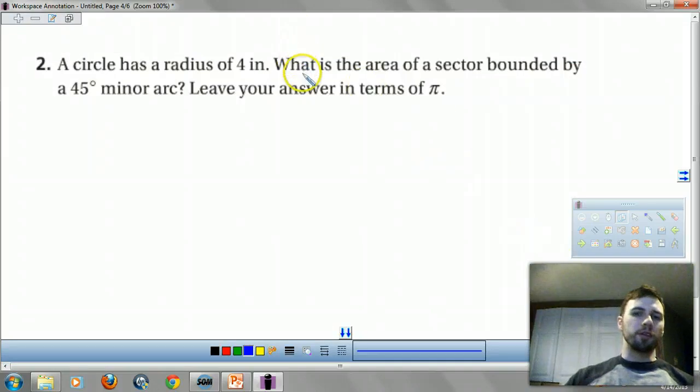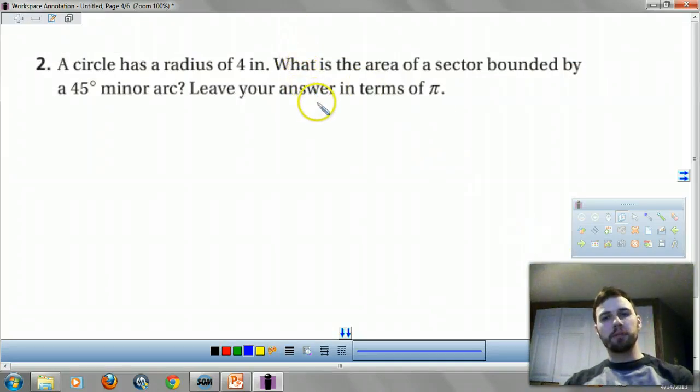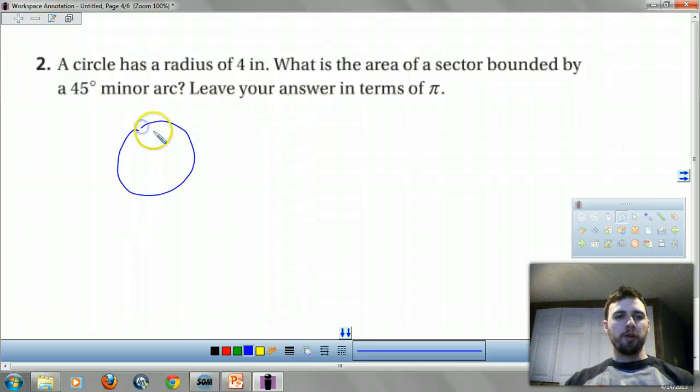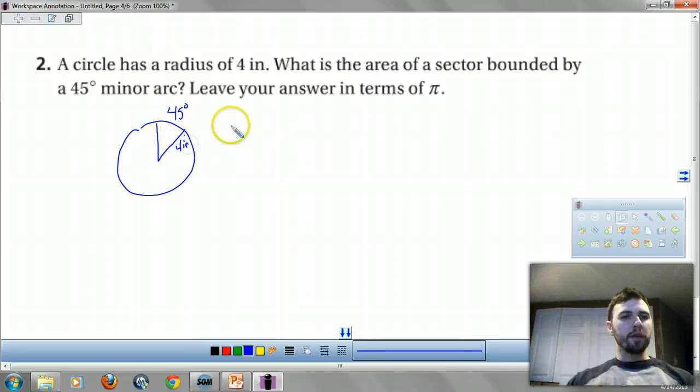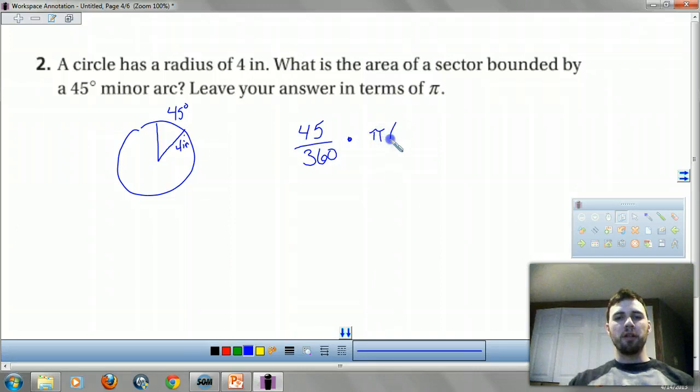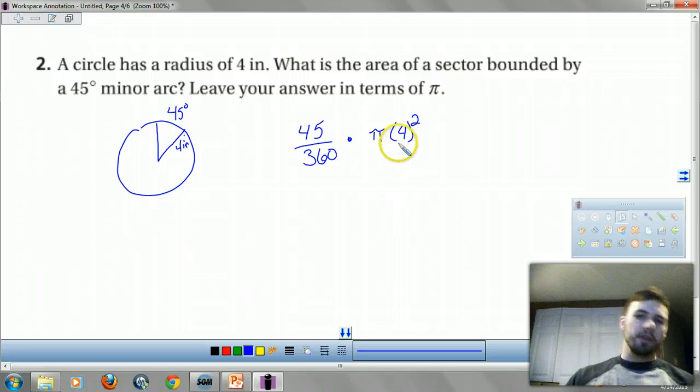Circle has a radius of 4. What's the area bounded by? So we have a circle, we have a 45-degree arc, that's 4 inches. So we set up our 45 degrees over 360 times pi r squared. So that's an 8, 4 squared, 2, so it's 2 pi.